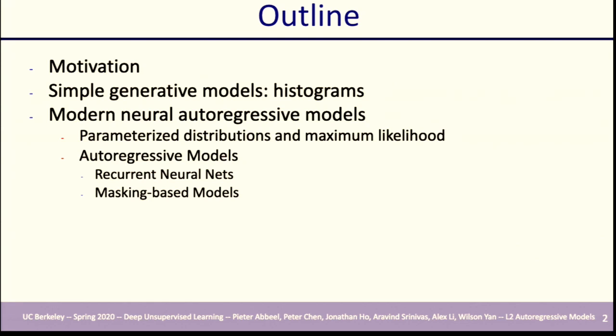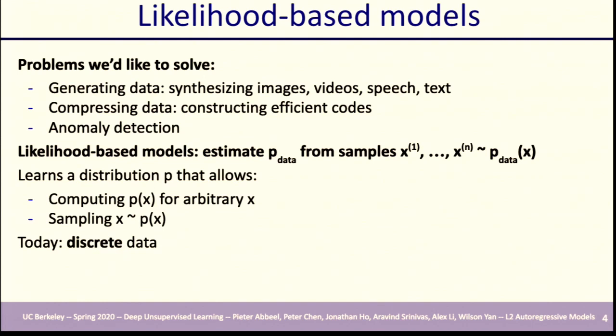Okay, motivation. So what's the problem we'd like to solve? Well, there's a few things we'd like to do with the models we train on our unsupervised data. One is generating data. That means just synthesize images, video, speech, being able to generate new images, let's say, that you've never seen before, but that somehow look like the images that you trained on, so they look like they're within distribution.